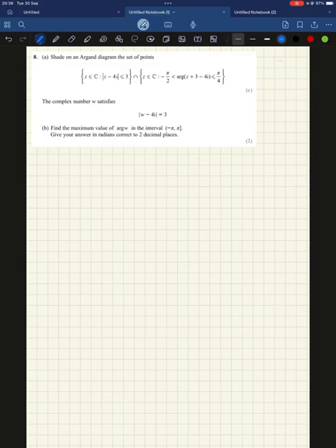Alright, now these exam questions, these crazy looking things. I promise you they look crazy, but they're easy. They are much easier than they look. So let's just crack on with it.